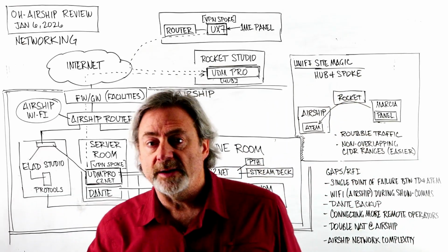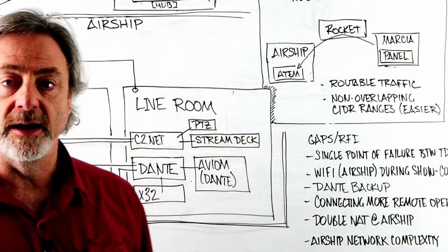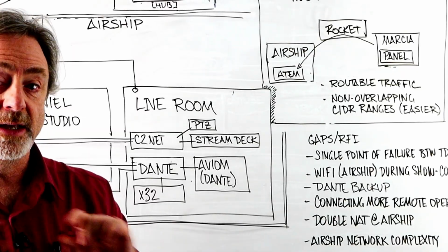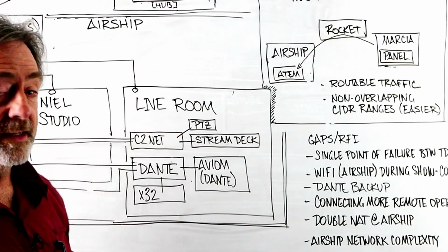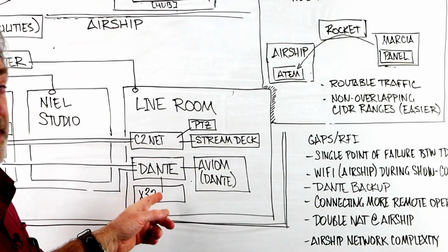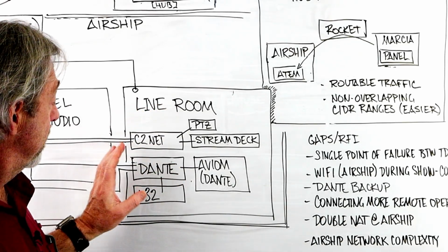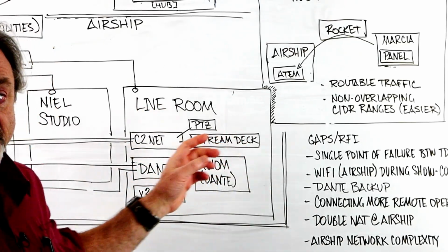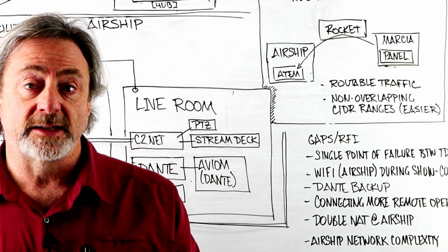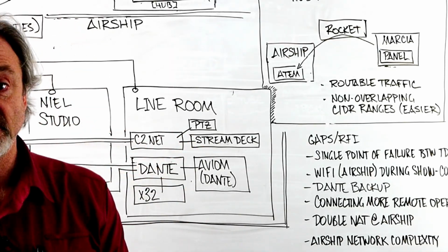Okay, so let's talk a little bit about the live room itself. So these connections come in and we have a C2 network hub there. It is a PoE switch, and it has connectivity out to a PTZ camera, to a Stream Deck. It also has a connection into the X32 control side of things. And then we have the Dante network, and off of that we have the X32 Dante and the Aviom Dante-enabled in-ear monitor system. So this all works out pretty nicely.